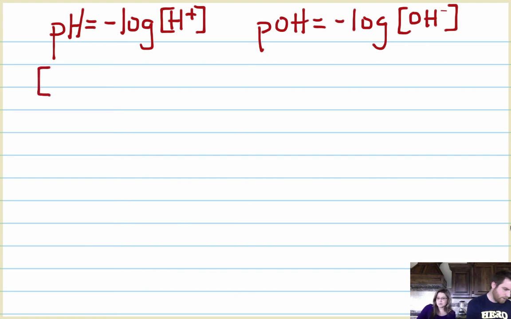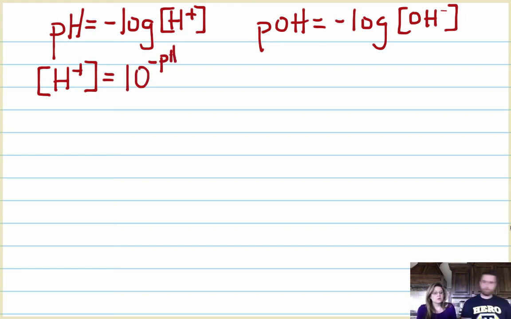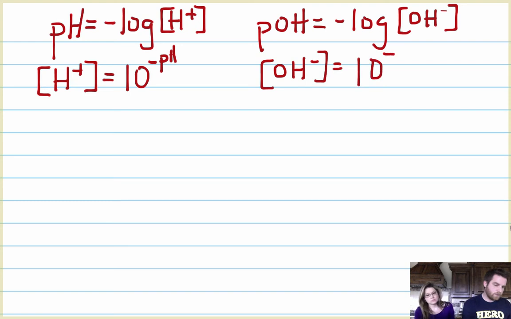The hydrogen ion concentration is equal to 10 to the negative pH power. Okay, so we can go back and forth. If we want to find concentration, we just do 10 to the negative pH. And we're going to do examples of all of these. And then the hydroxide ion concentration can be calculated by doing 10 to the negative pOH.